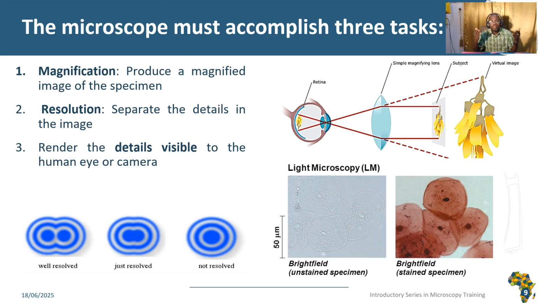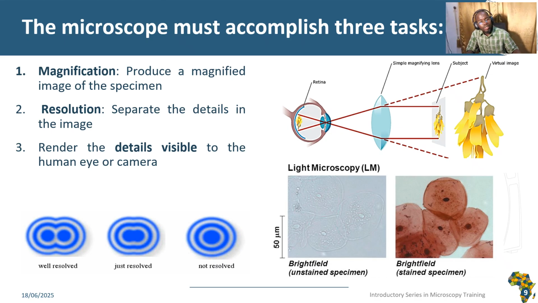Resolution is a microscope's ability to distinguish between similar looking structures. It's the ability to distinguish between closely spaced points as separate. A microscope with higher magnification but poor resolution will show unclear or merged details. So resolution is critical for distinguishing between similar looking structures.